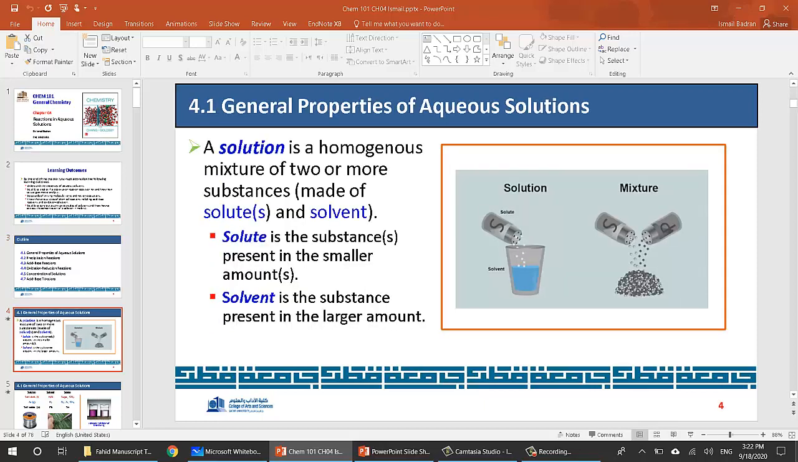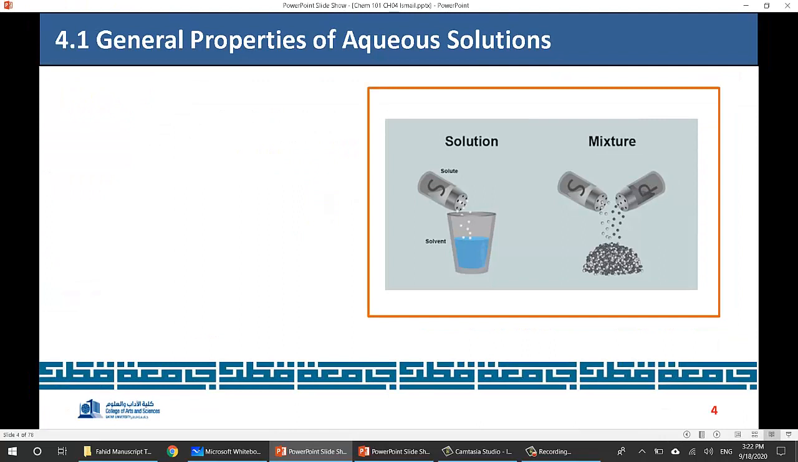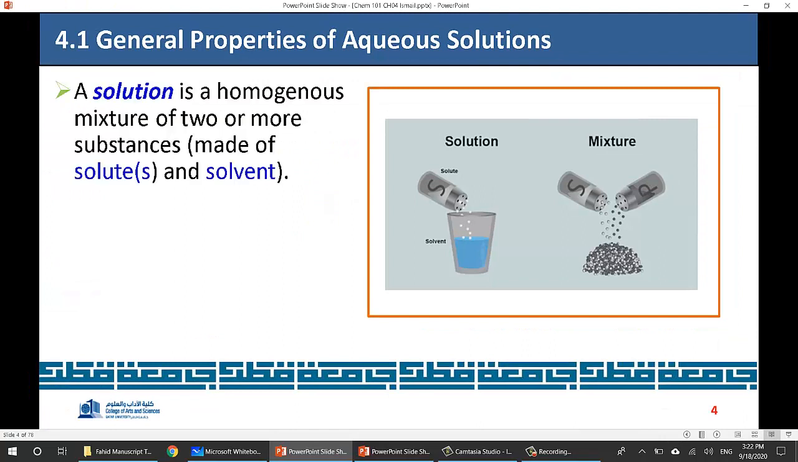Now, before we go further on, we need to define what a solution is. A solution is a homogeneous mixture of two or more substances, made of a solute and a solvent. And this is the difference between a mixture and a solution. A mixture would be a heterogeneous mixture of two things. When you add, let's say, sodium chloride to water, the sodium chloride will dissolve, and that will form a solution.